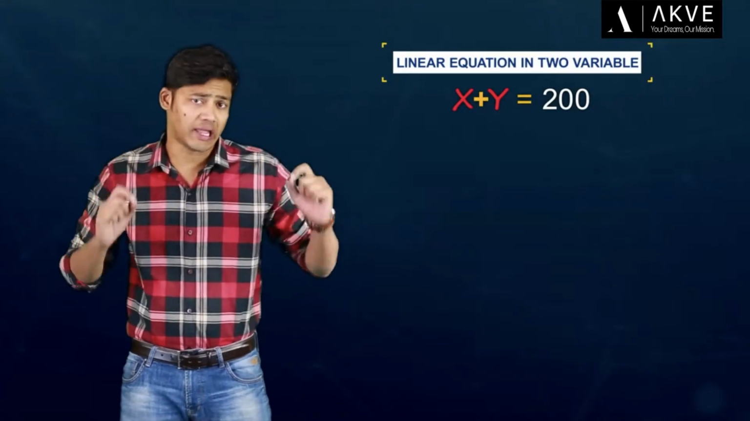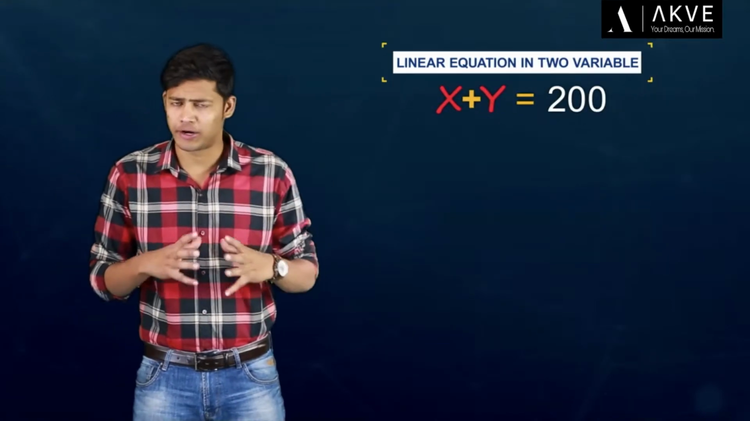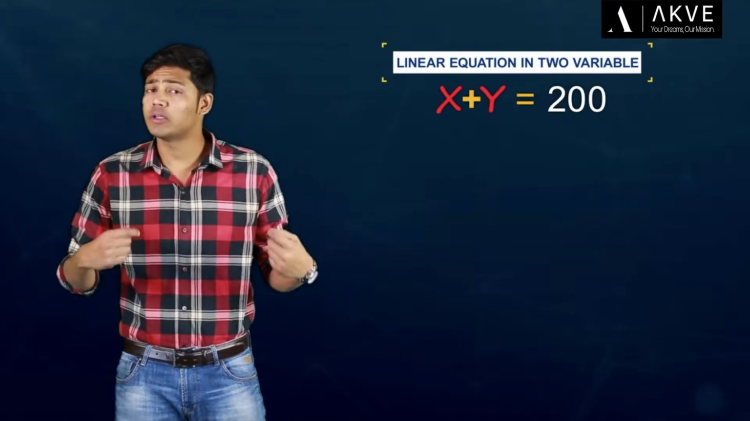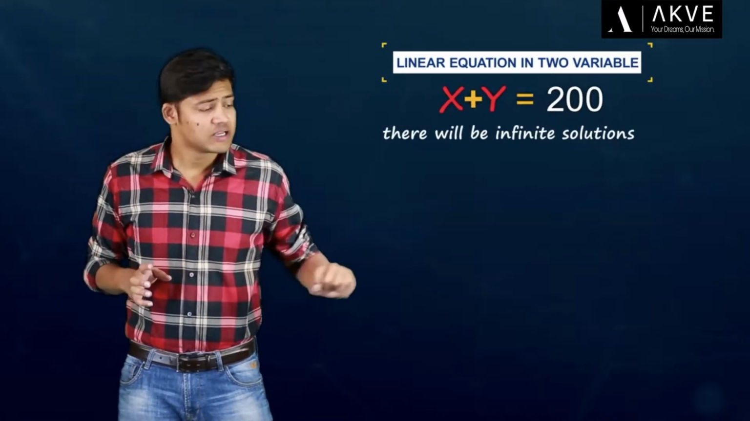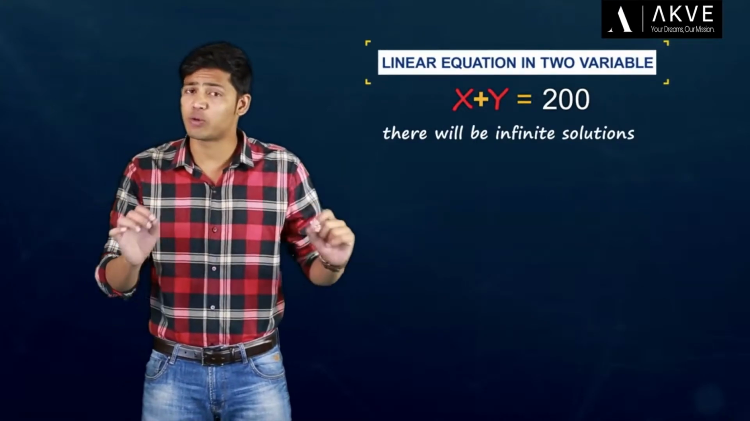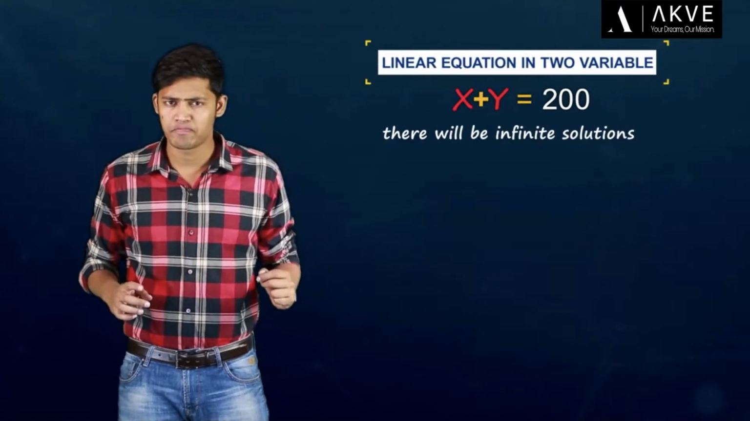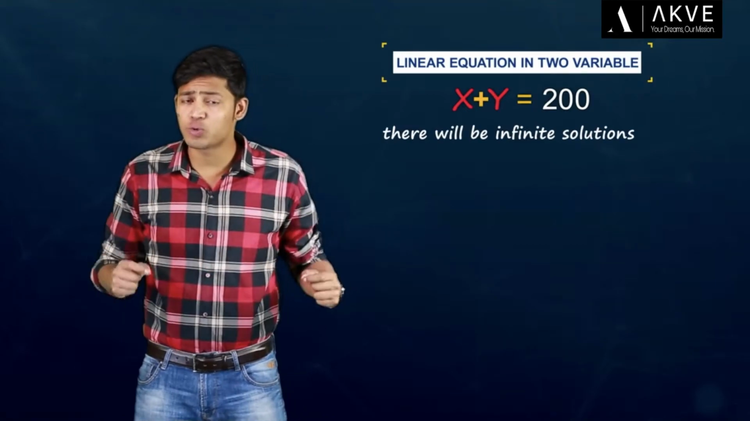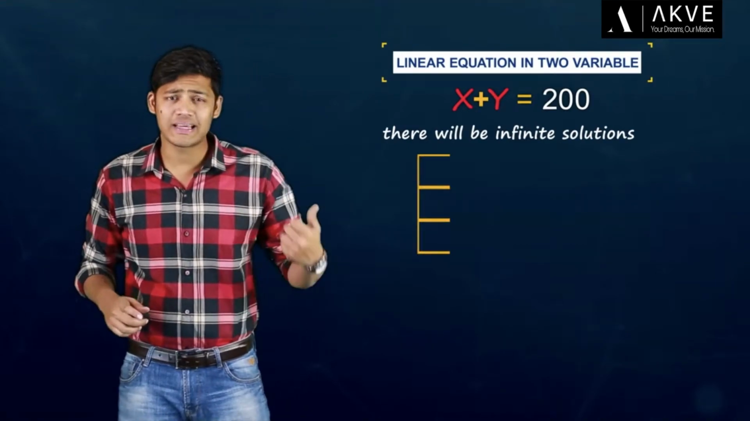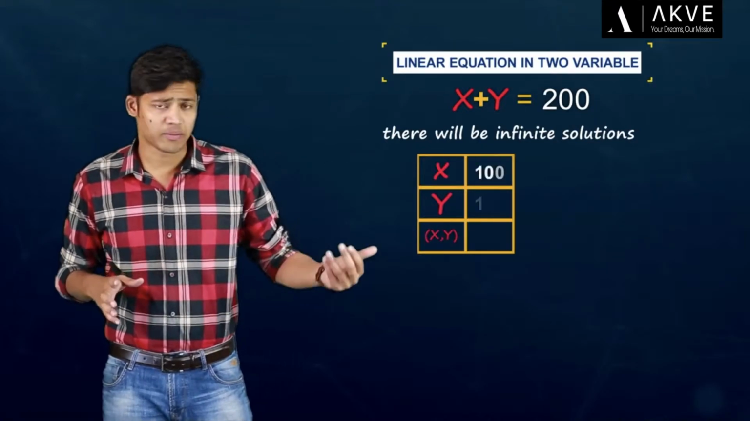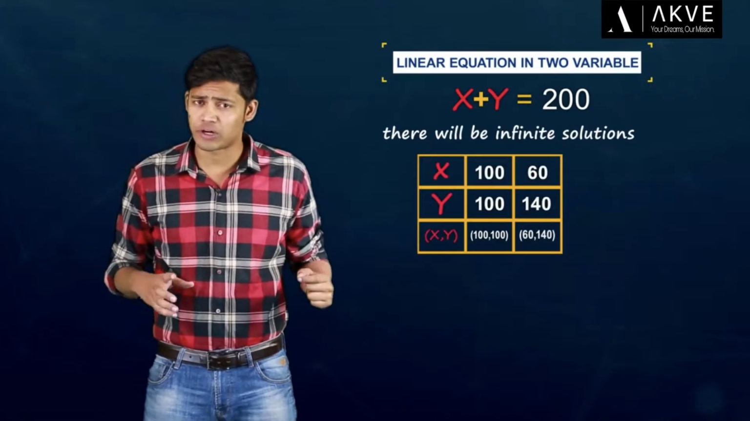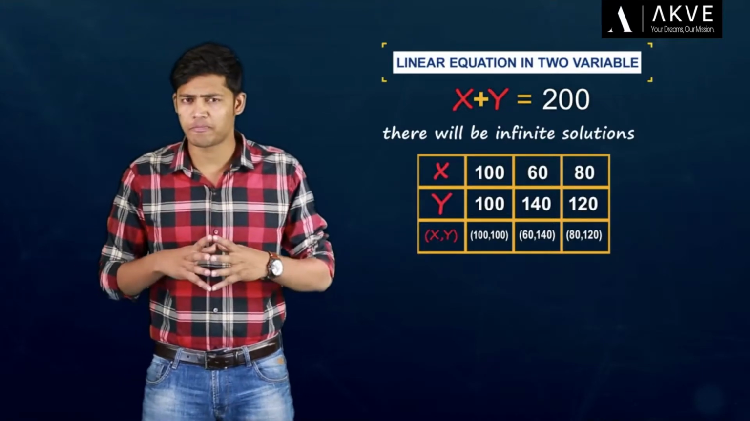Now, what about the equation x plus y equal to 200? Here, we know that there will be infinite number of solutions to this equation since this equation is a linear equation in two variables. And the solutions will be of the form ordered pairs in x and y. Some of the solutions are (100, 100), (60, 140) and (80, 120).